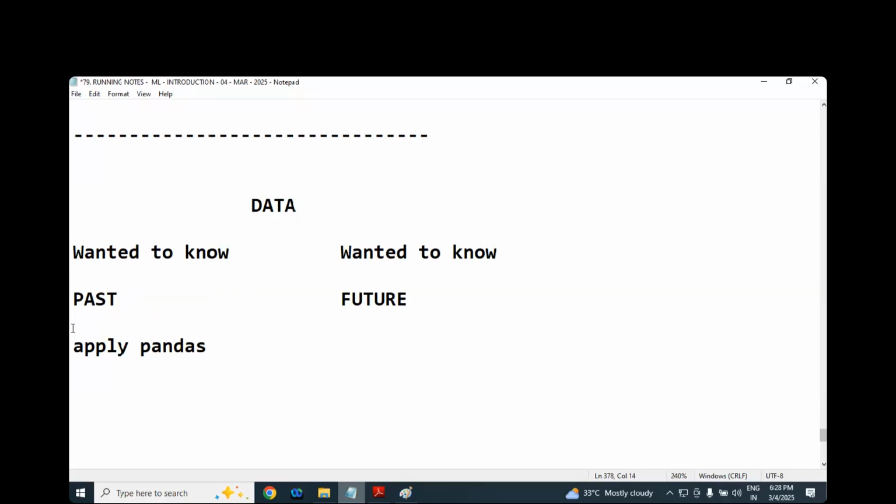Talk with me. Then what do we need to apply? That's it. Apply machine learning. That's what you need to understand. Do you have data? Get ready. Two things. One is the past, the next one is the future.